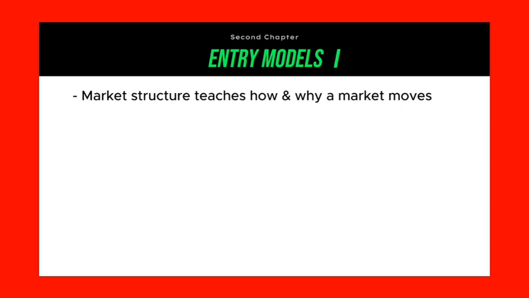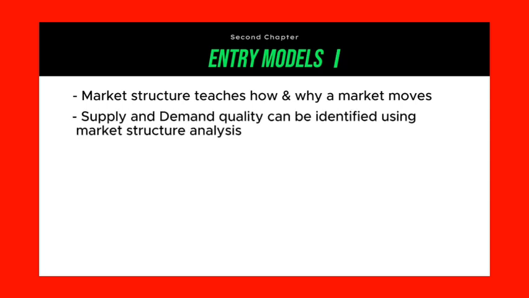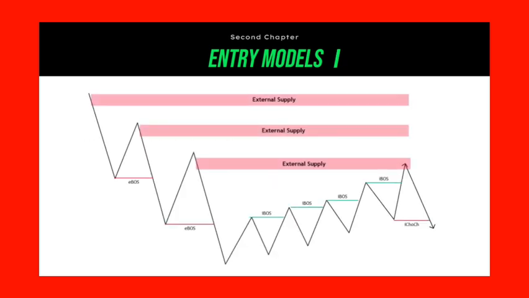So far, we have learned the market structure, which teaches us how and why a market moves a certain way, and supply and demand zones, which are an entry strategy. To understand how high-quality supply and demand zones work, we must understand market structure. The market structure knowledge can be applied to supply and demand, and this is what we are going to talk about now. So let's take a downtrend, which creates lower highs and lower lows.